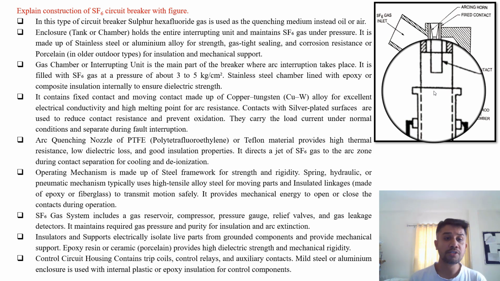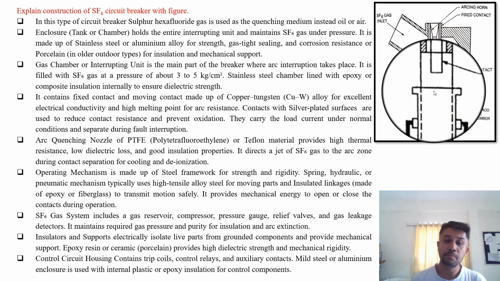Now arc quenching nozzle of PTFE, that is polytetrafluoroethylene or Teflon material, provides high thermal resistance, low dielectric loss and good insulation properties. It directs a jet of SF6 gas to the arc zone during the contact separation for cooling and deionizing purposes.